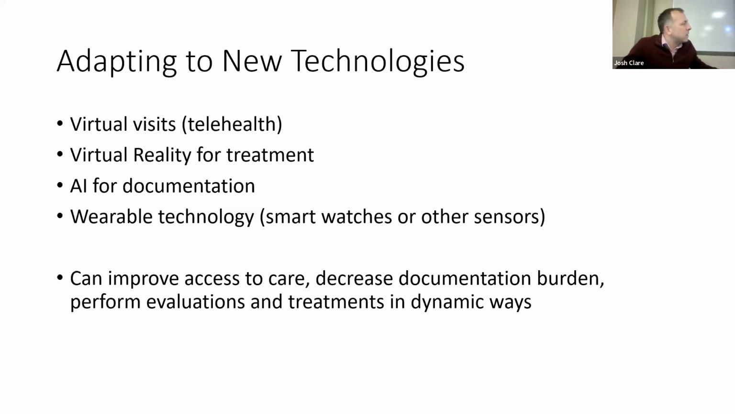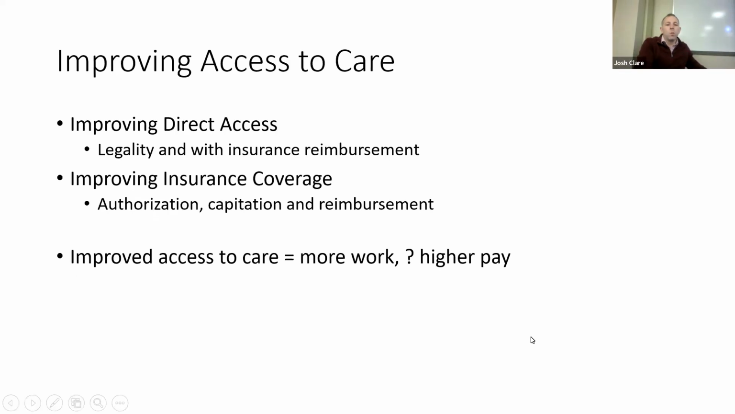Performance evaluations and treatments in dynamic ways. It could be really wide open. Other ways to improve access to care, improving direct access, not only the laws of direct access, can you do it or not, but making sure insurances pay for direct access. That's the other barrier we've got to take. Improving insurance coverage, authorization, capitation, reimbursement.